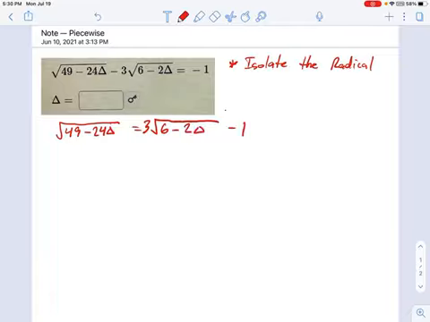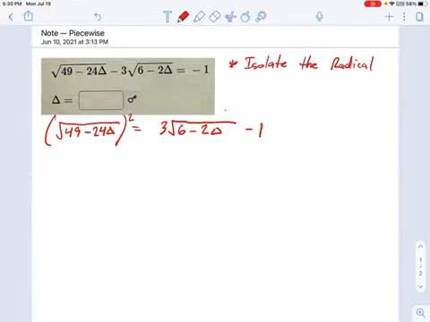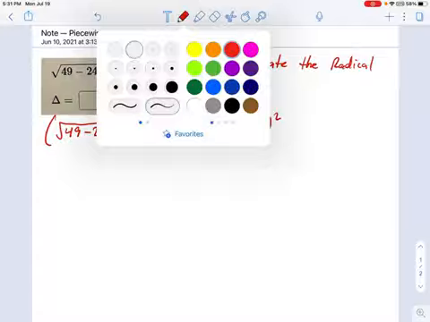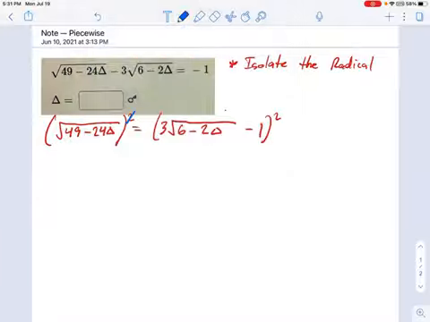Okay, and now let's square both sides. I just want to move this over a little bit. Okay, so we square both sides to get rid of one of the radicals. We're not going to get rid of both of them. In fact, it's going to look worse before it looks better. So just hang on. So this squared in the exponent cancels out the radical on that side. That's nice. And we get a simple 49 minus 24 delta over here on the left.